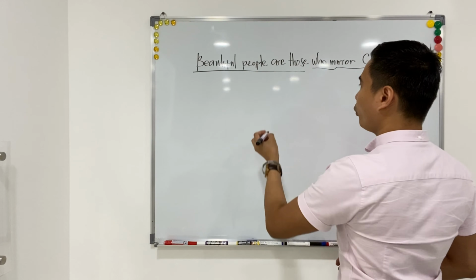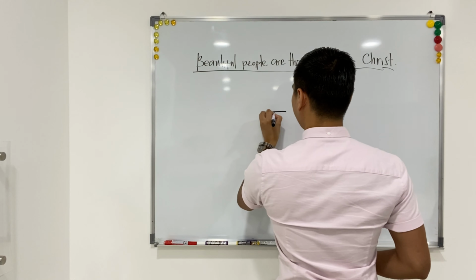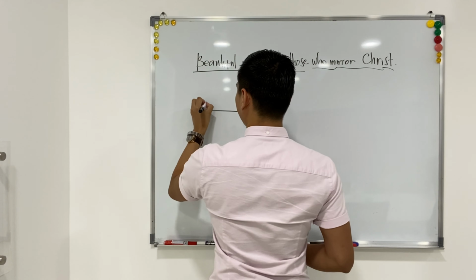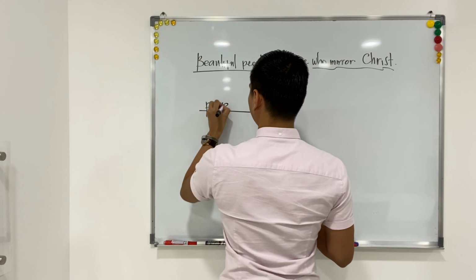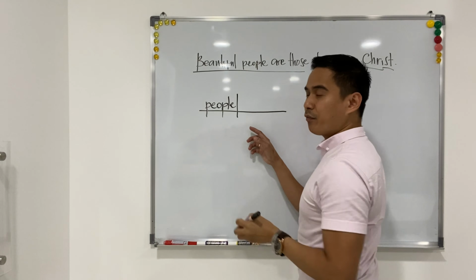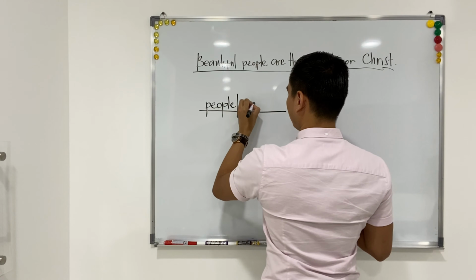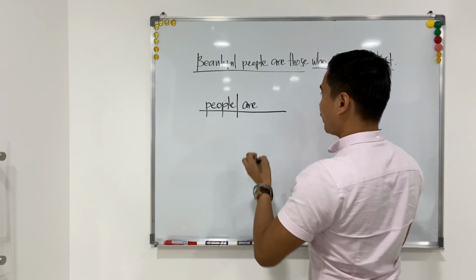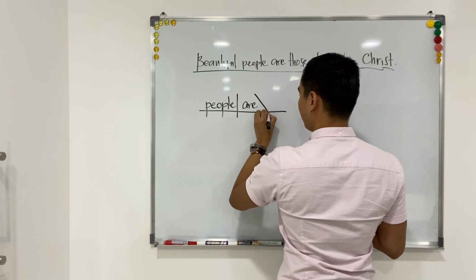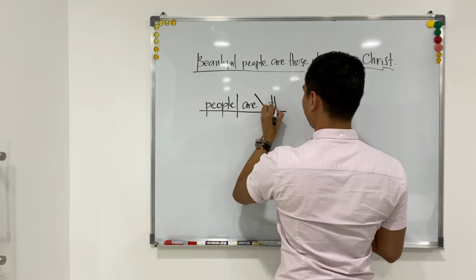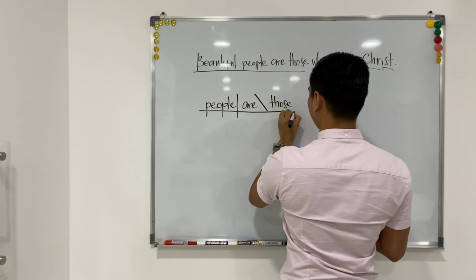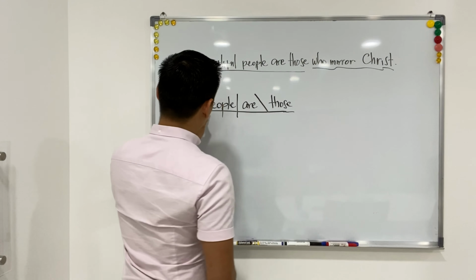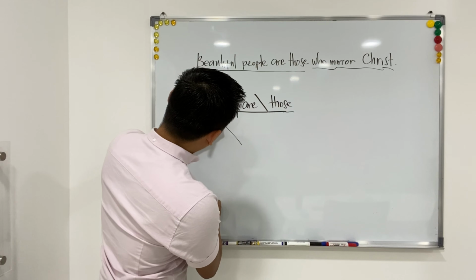Now doing the diagram, we start with the independent clause. The subject is people. We have a linking verb, are, and those is a pronoun used as a predicate nominative. And there is a descriptive adjective for people: beautiful.